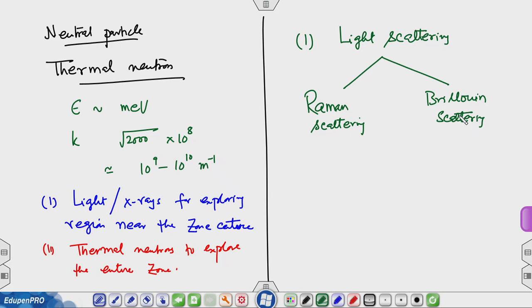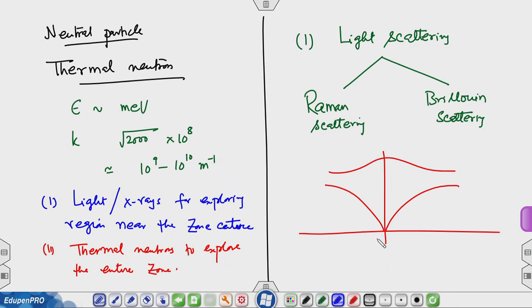So, the difference is that when I explore, I have already said that I am exploring the region near k equals 0. Raman scattering is done to study optical phonons, and when this scattering is done by acoustic phonons, this is known as Brillouin scattering.